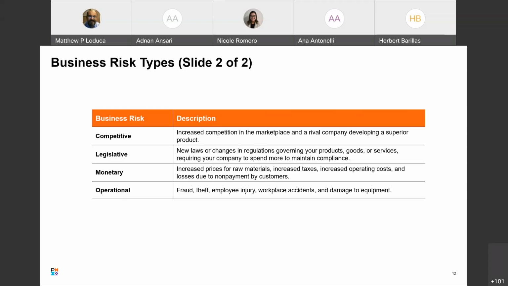But generally speaking, we want to be thinking in terms of cost, scope, time, and quality. Any question on these business risk types? Again, this is not all just project management risk. This is risks in general.